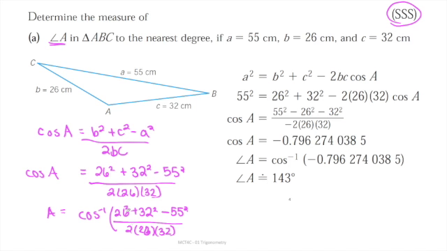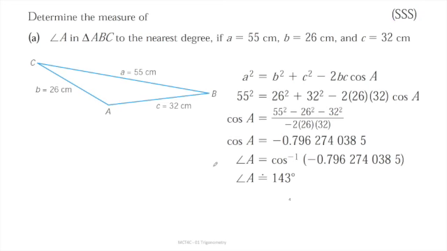Like you could do 26 squared plus 32 squared minus 55 squared and write that in the numerator, and then do 2 times 26 times 32 and write that into the denominator. And then you don't have to rewrite that twice. But then you should get a as approximately that 143 degrees. Remember to round to the nearest whole number for an angle, please. So that's just an example. You have an oblique angle. Okay, so nothing there has changed.